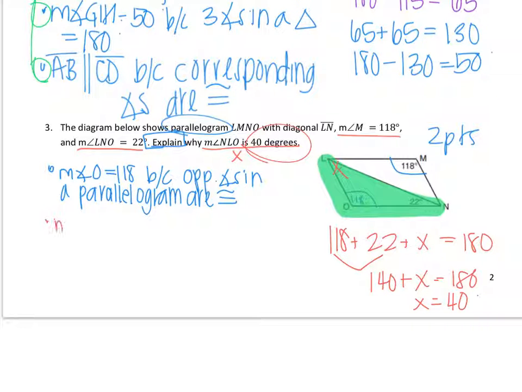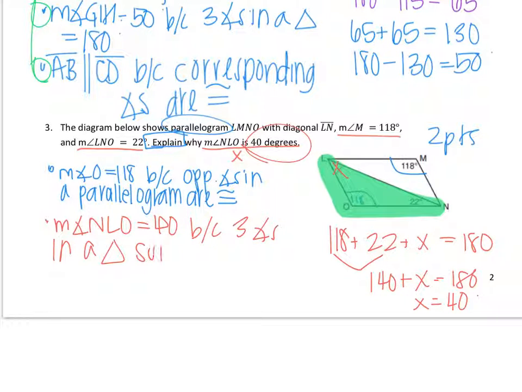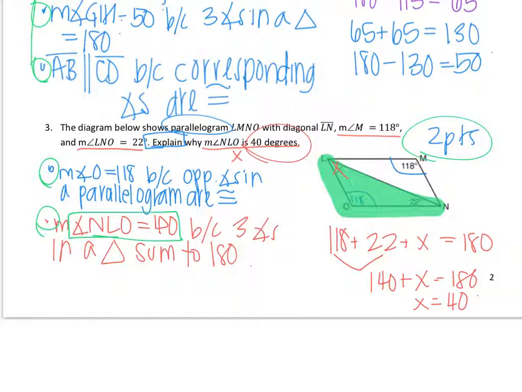So now we're going to say that the measure of angle NLO equals 40 because 3 angles in a triangle sum to 180. Now again, there are different options for doing this, but because it was a 2-point question, what they're really looking for are 2 major points of information here that led to the answer as to why angle NLO is 40 degrees.